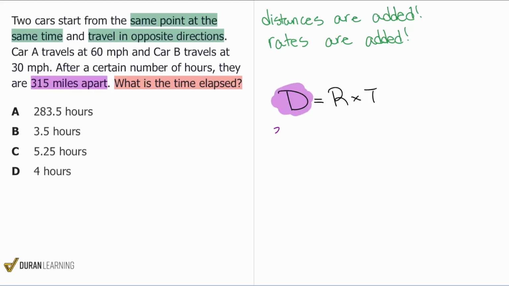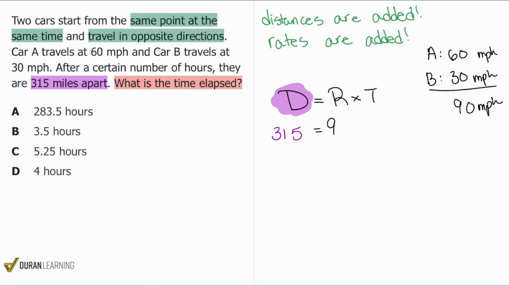So we have 315. And everybody, because we're bringing everything together here, what is the combined rate? We have car A traveling at 60 miles an hour. We have car B traveling at 30 miles per hour. Bringing those together, adding them up, what does that become? Yeah, that becomes 90. 90 miles per hour combined. And so we'll plug that in right here. And everybody, we're looking for the amount of time that passed. So I'll just go ahead and leave that T right here.